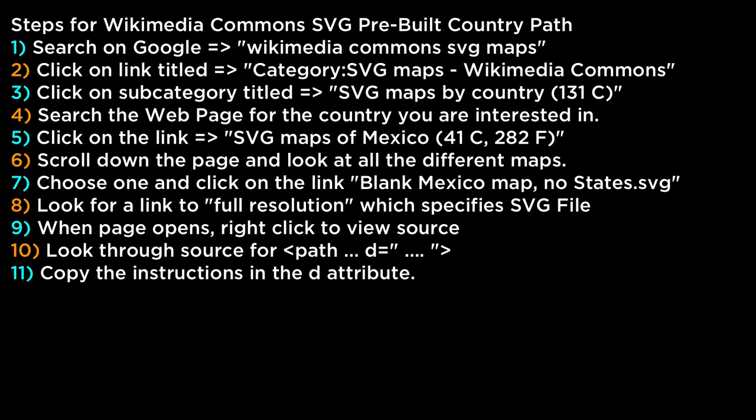First, Google Wikimedia Commons to get to their SVG maps section. Second, find the category of maps you are looking for. Third, within the category, find the specific type of map you are looking for. Fourth, find the specific map. Fifth, get the full resolution SVG image. Sixth, find the SVG path mini language instructions. After we have the path, we can then paste it into our variable to make the image of the country. Let's take a look at a recording to see how it is done.